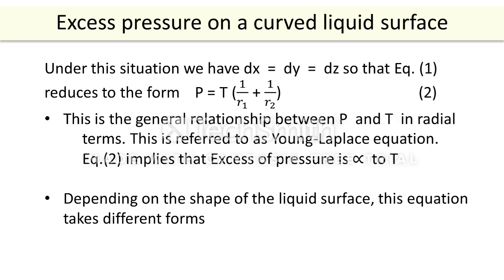So that equation 1 reduces to the form P is equal to T times 1 over R1 plus 1 over R2. This is the general relationship between P and T in radial terms. This is referred to as the Young-Laplace equation. Equation 2 implies that excess of pressure is directly proportional to surface tension T. Depending on the shape of the liquid surface, this equation takes different forms.